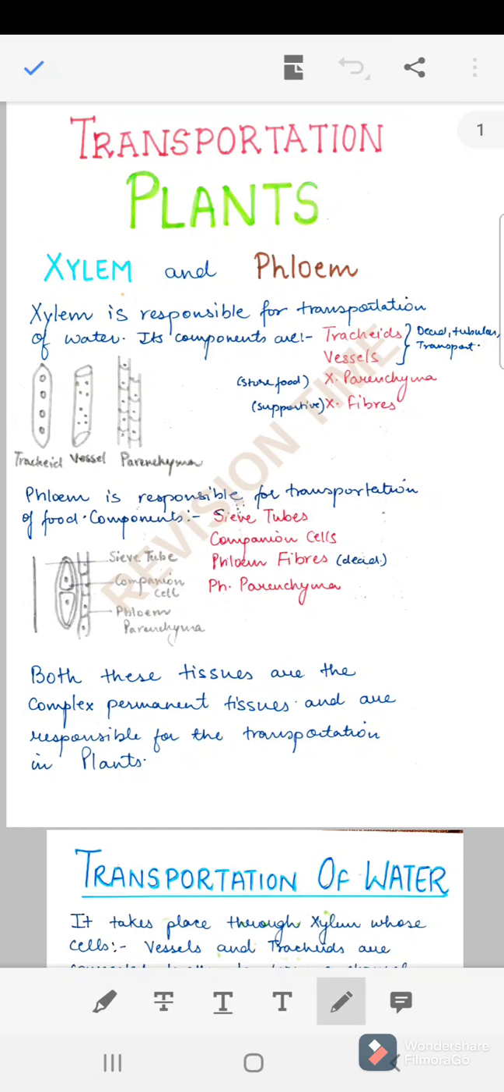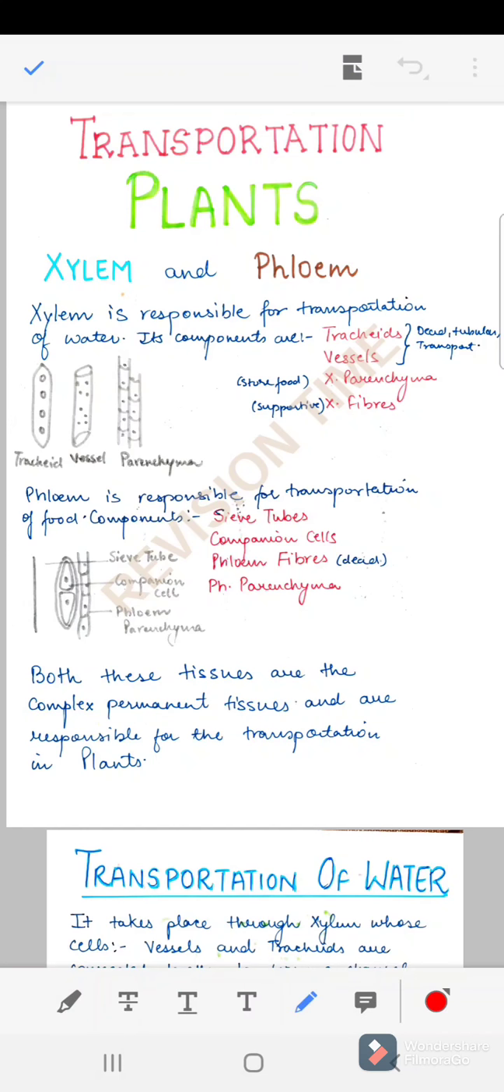So now first let us revise the tissues of the plants, that are the xylem and the phloem. These are the complex permanent type of tissues and are responsible for the transportation in plants. So xylem is responsible for the transportation of water, whereas phloem is responsible for the transportation of food.